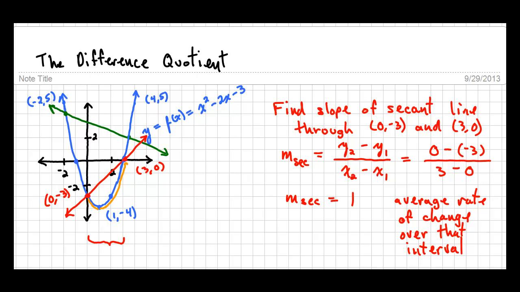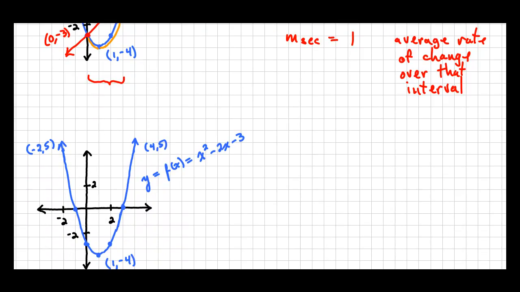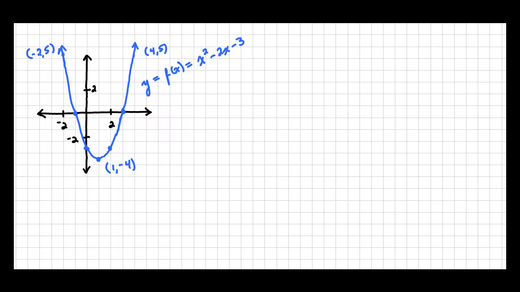For the difference quotient, we're going to do the same thing, except we're going to generalize it. So for the difference quotient, here's the same function. I'm going to pick a couple of points. I'll use green this time. I'm just going to pick a couple of random points. I'm going to pick this point here, and I'm going to pick another point, let's call it here.